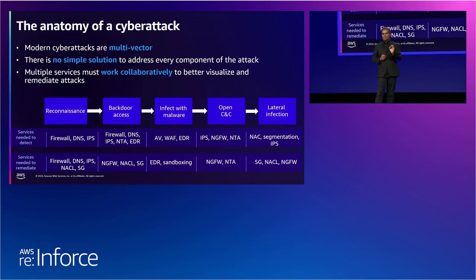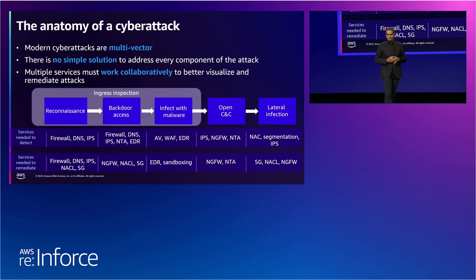Now, if you look at the typical detection capabilities and remediation capabilities, they're vast. When we talk to CISOs, they tell us that they have anywhere between 20 to 50 security vendors in their network. So similarly, as you can see over here, the key takeaway is that there's no one single silver bullet that has the ability to detect and mitigate or remediate all of the components of this multi-vector threat.